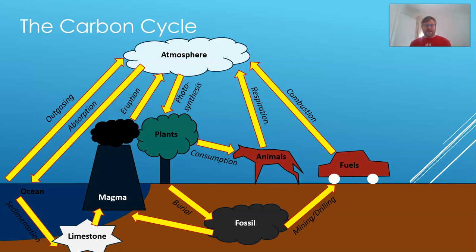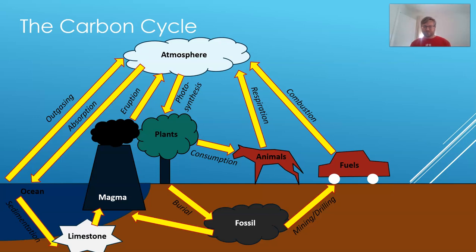So if that sedimentary rock that's formed on the bottom of the ocean ends up getting forced into the earth through plate tectonics, which we'll talk about next week, it melts and it becomes part of a volcanic eruption. Those eruptions release CO2 into the atmosphere. So that carbon that had been stored in stone form now gets broken down and can return back into the atmosphere.